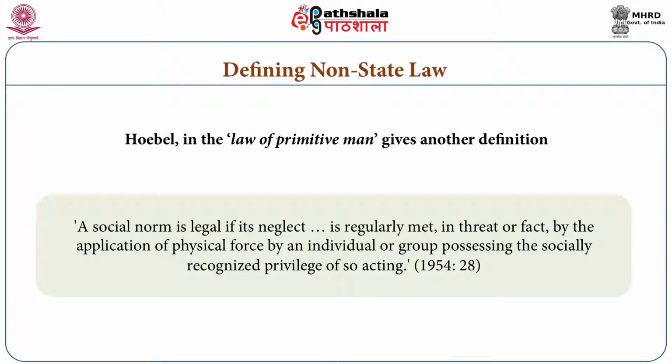A certain legal anthropologist named Hoebel, in a book from the 1950s called The Law of Primitive Man, attempted to give another definition. Hoebel states, a social norm is legal. So just keep that in mind. A social norm is legal if its neglect is regularly met in threat or in fact by the application of physical force by an individual or group possessing the socially recognized privilege of so acting. So Hoebel allows for an individual to take charge of the punishment. However, the key point is that that individual should nevertheless be socially recognized as having that privilege.